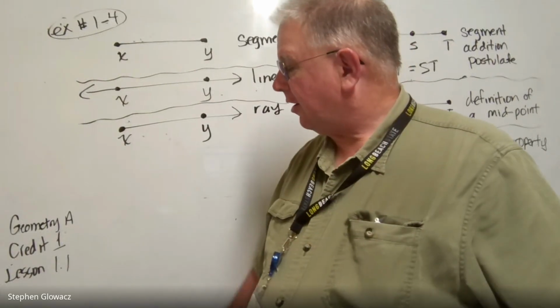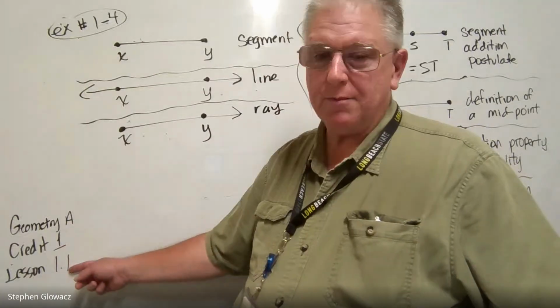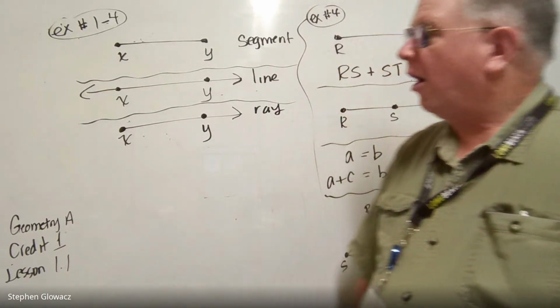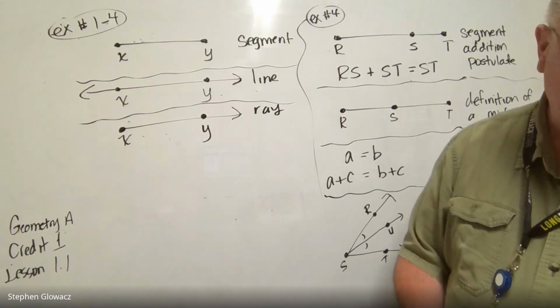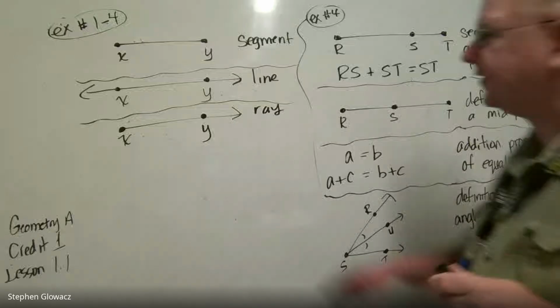All right, these are the examples for Geometry A, Credit 1, Lesson 1.1. Starting off, we're going to be going over some definitions, and let's take a look at the definitions that we have over here.